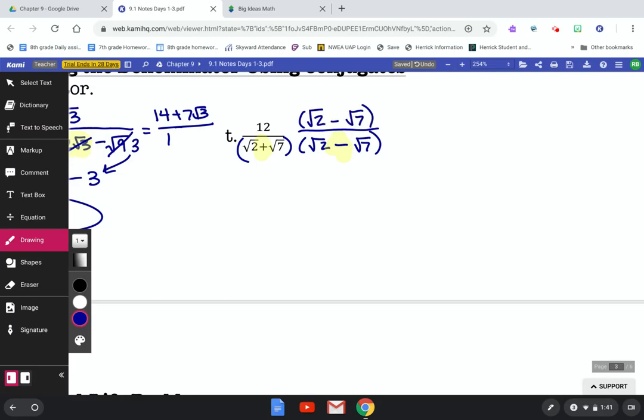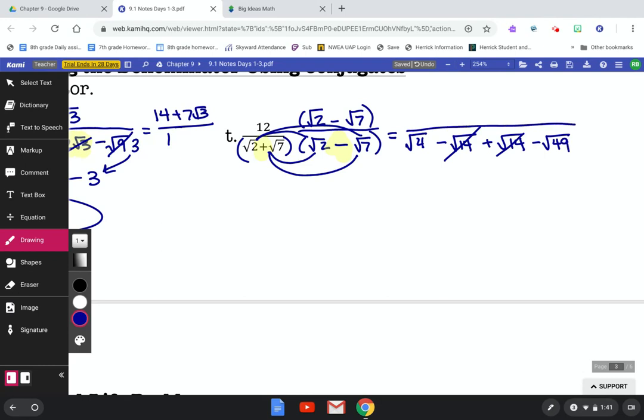And let's do some FOILing on the bottom. So root 2 times root 2 is going to be the square root of 4. Root 2 times negative root 7 would be negative root 2 times 7 is 14. Positive root 7 times root 2 would be positive root 14. So these two are just going to cancel. And then we have square root of 7 times the negative square root of 7, so negative root 49.